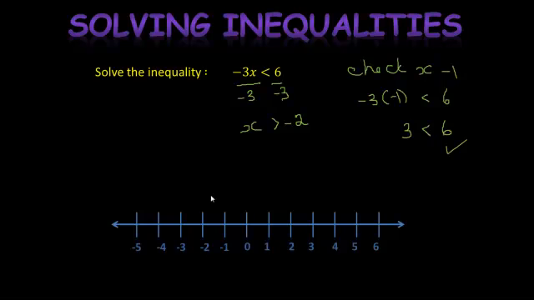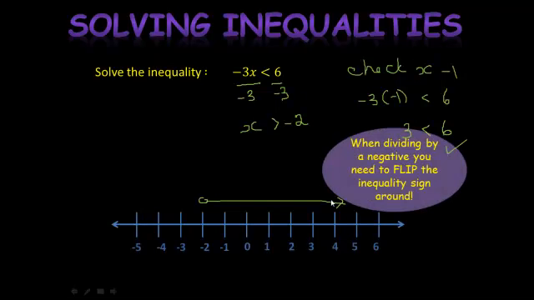So showing that on a number line, my solution was x is greater than negative 2. And the thing that you need to remember here is that when you divide by a negative, you need to flip the inequality sign around.